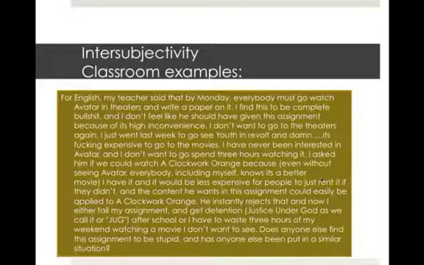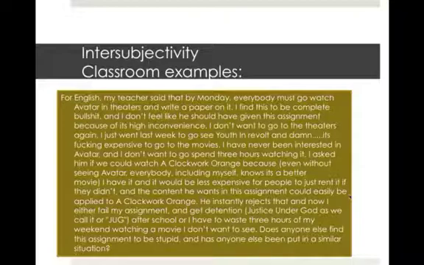I asked him if we could watch A Clockwork Orange because even without seeing Avatar, everybody, including myself, knows it's a better movie. I have it, and it would be less expensive for people to just rent it if they didn't, and the content he wants in this assignment would easily be applied to A Clockwork Orange. He instantly rejects that, and now I either fail my assignment or I get detention after school, or I have to waste 3 hours of my weekend watching a movie I don't want to see. Does anyone else feel this same way about the assignment?